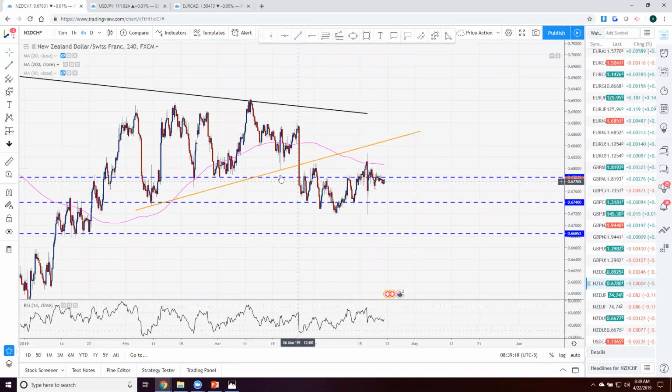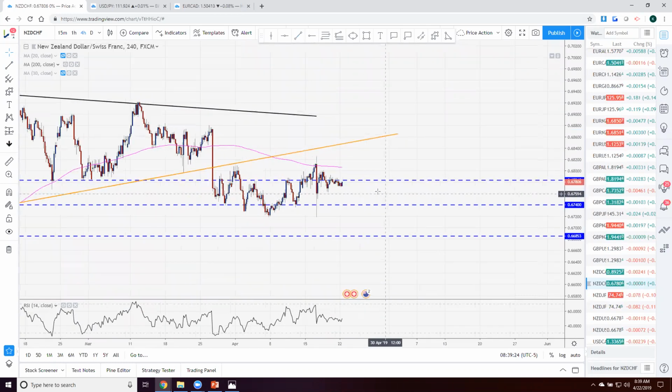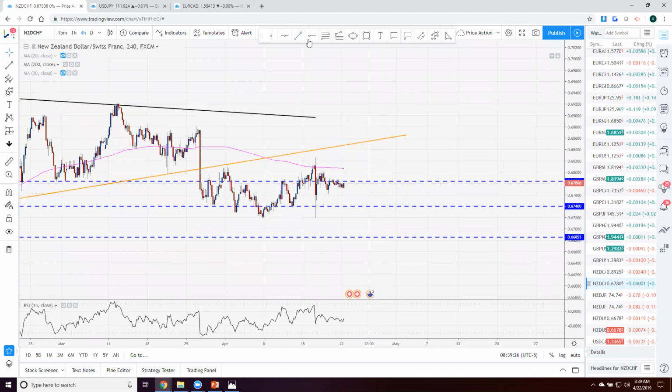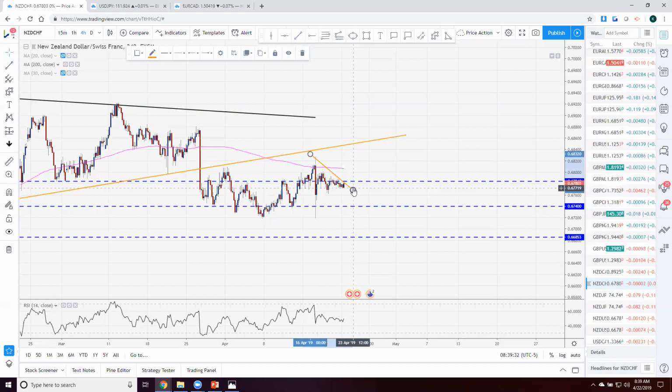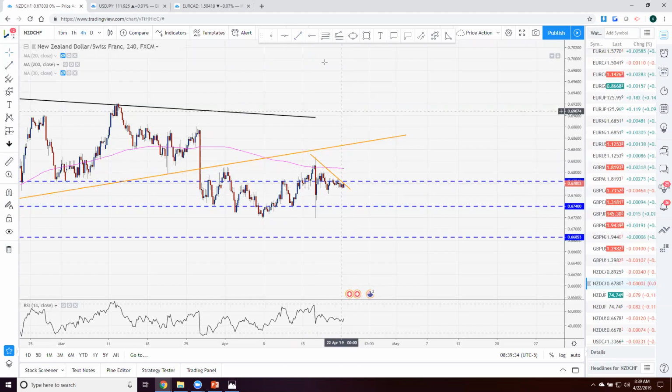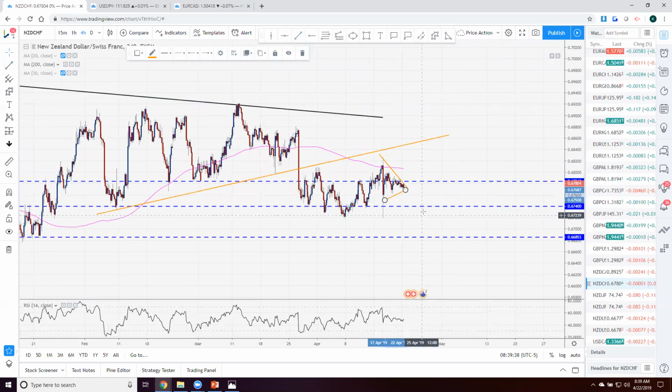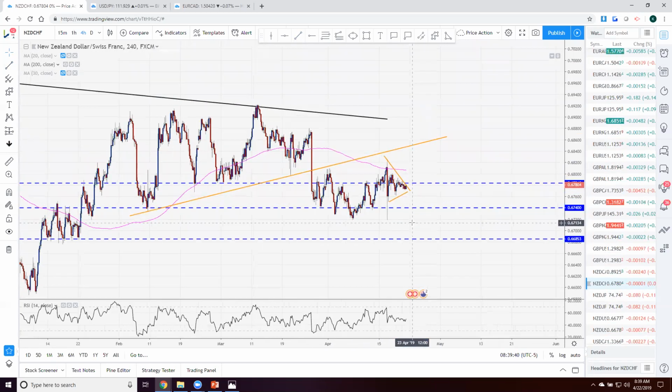Draw a trend line in there. So we broke, retested. Currently still consolidating on a lower time frame. So hardly see anything on this pair.